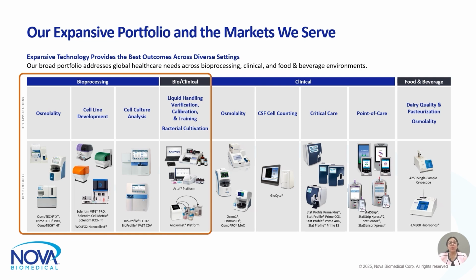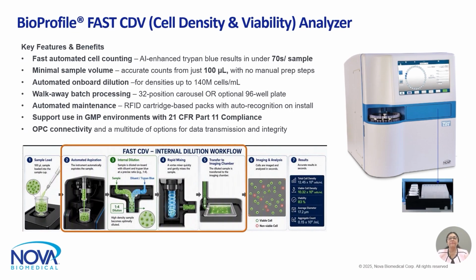Today, we're zeroing in on our BioProfile platform, specifically the FAST CDV. BioProfile FAST CDV is the fastest, lowest touch route to reliable cell density and viability data, with cell counting performed in under 70 seconds per sample using AI-enhanced trypan blue counts, using minimal volumes to provide accurate results from 100 microliters with no manual prep steps.